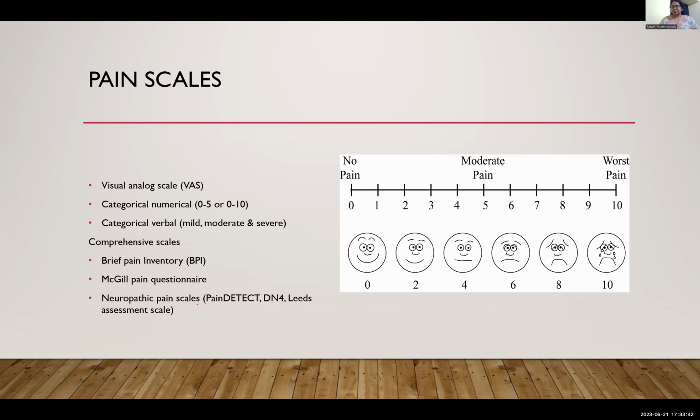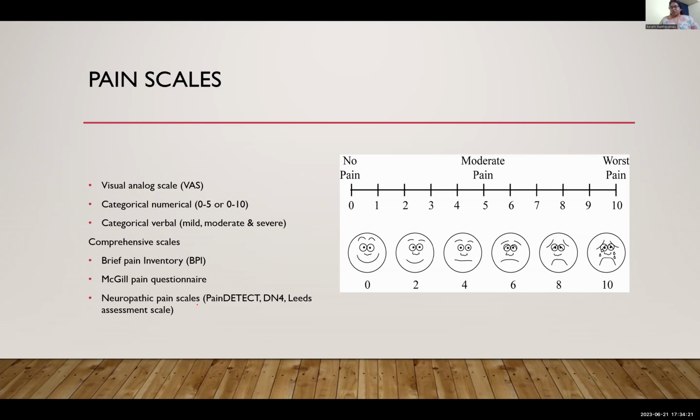Any questions here? Most of the time, what we do is we confuse VAS, visual analog scale, with the categorical numerical scale. So in the VAS scale, there are no numbers given. It is just graded from 0 to 10. And we ask the patient to mark on the scale how much pain they have. So tell them that 0 is no pain and 10 is severe pain. So they have to mark how much pain they are feeling. That is the visual analog scale.